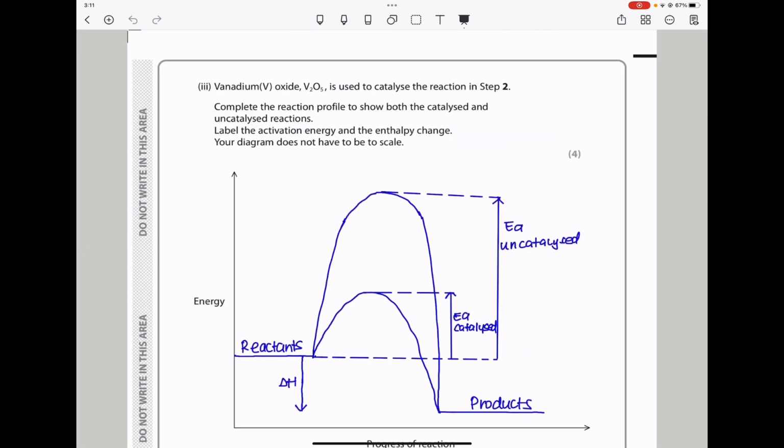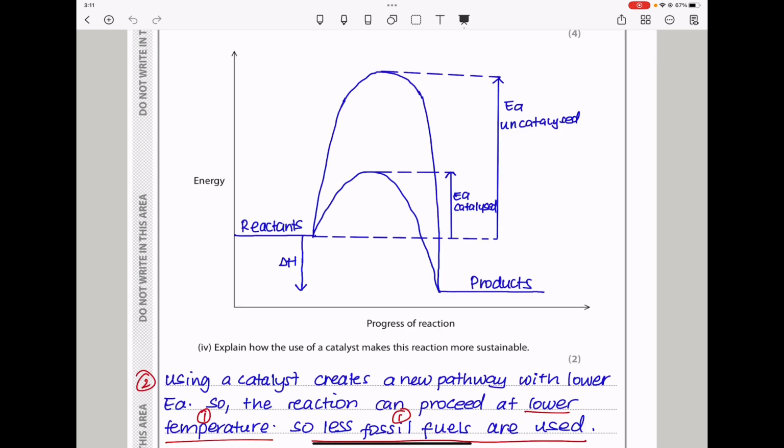Vanadium(V) oxide is used to catalyze the reaction in step 2. Complete the reaction profile to show both the catalyzed and uncatalyzed reactions. Label the activation energy and the enthalpy change. Your diagram does not need to have a scale. So this is the position of the reactants. This is the catalyzed reaction until the product side, and that is the uncatalyzed reaction pathway until the product side.